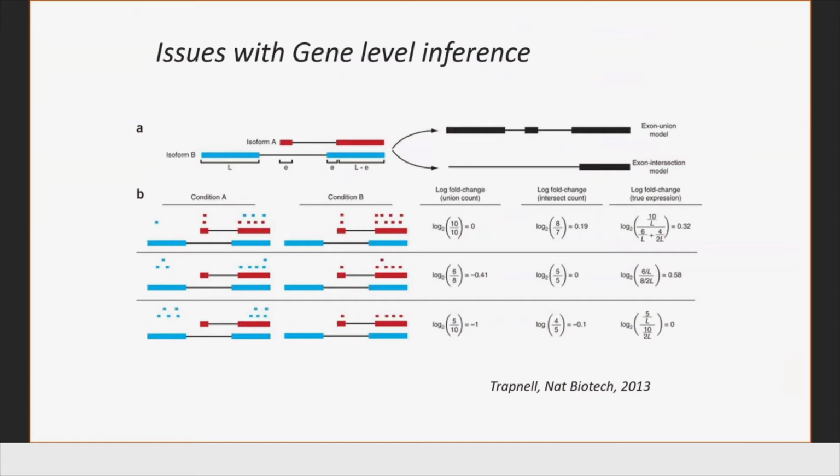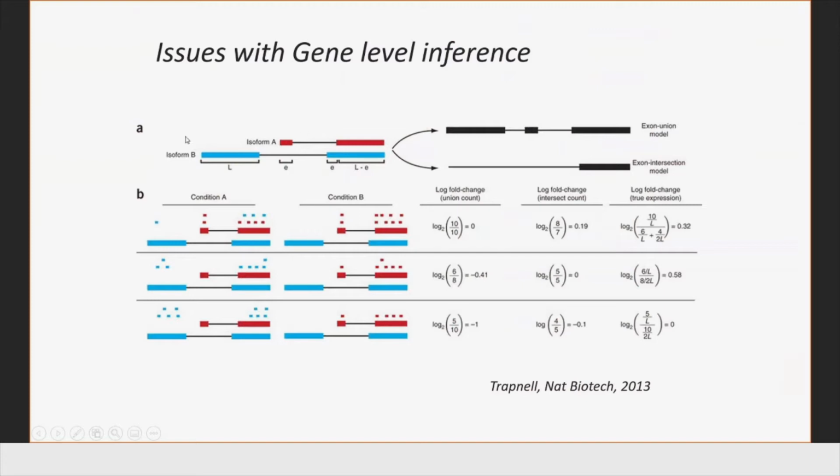So first, I'm going to talk about a few issues with gene level inference. This is one of the figures I quite like from a Nature Biotechnology paper. If you want to infer the gene level quantifications, one of the ways is to get your transcript quantification first, so they can be added up. But if you don't do transcript level quantification, there are only two models you can use to get gene level quantification. For example, the first one is called the union model.